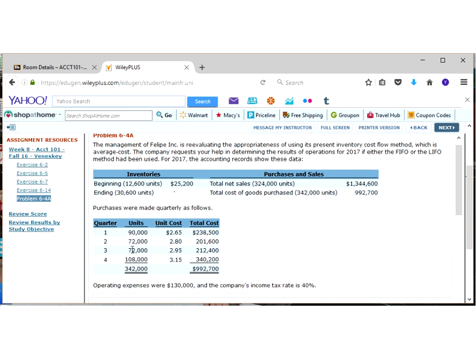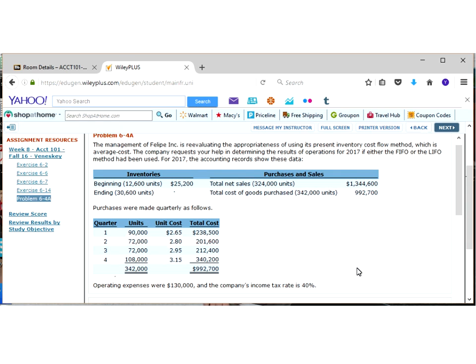And then we have some purchases. Notice here they do equal the same. We had 992,700 in purchases. That does show here how much I did purchase. Here they're just showing the breakdown of those purchases. And then finally they tell us how much normal expenses we had, operating expenses like depreciation, utilities expense, and advertising expense. And then they tell us the tax rate is 40%.